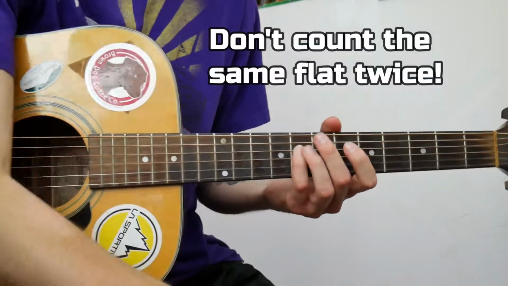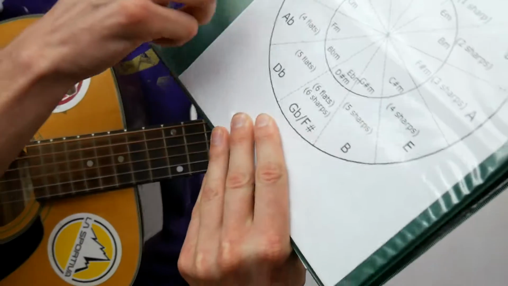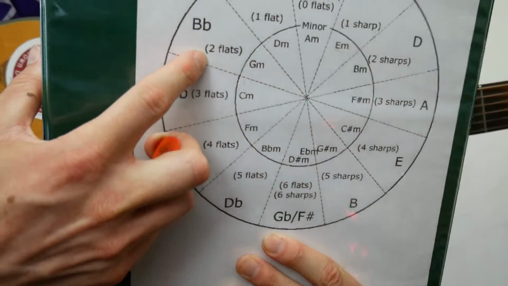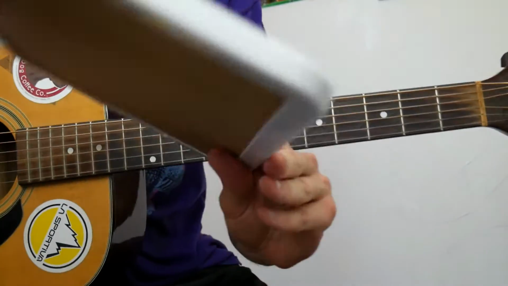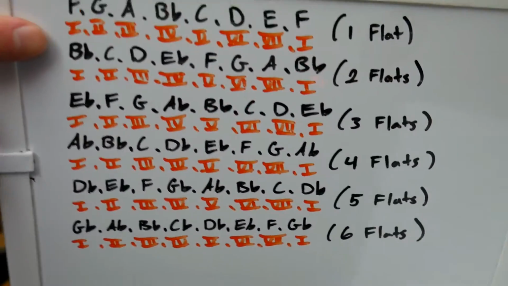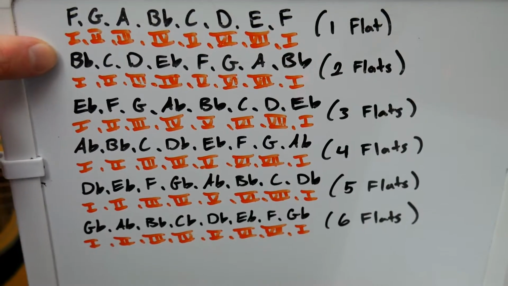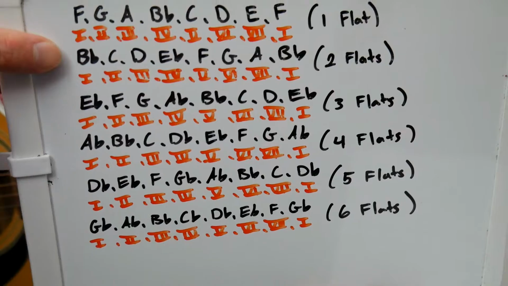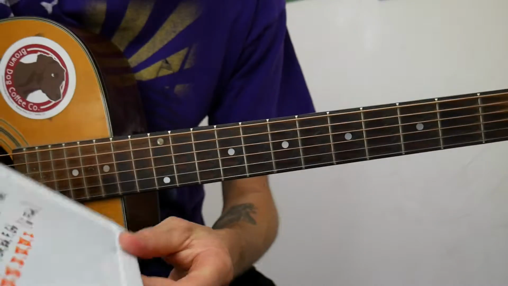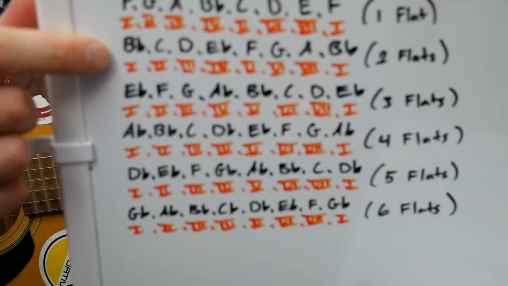Okay? So it says on the wheel that B flat has two flats. So write down the scale, have a whole page just for the B flat. B flat, C, D, E flat, F, G, A, back to B flat. There's two flats. Okay. Now let's go on down to, pause the video, of course. Write that stuff down. Very important.